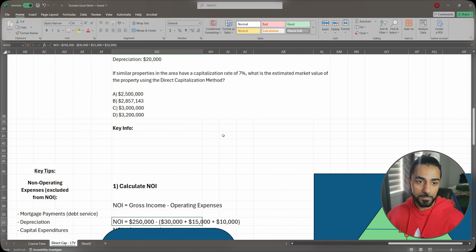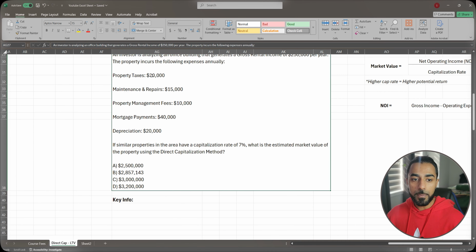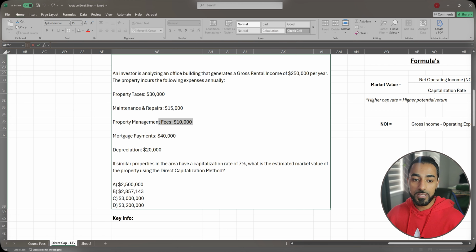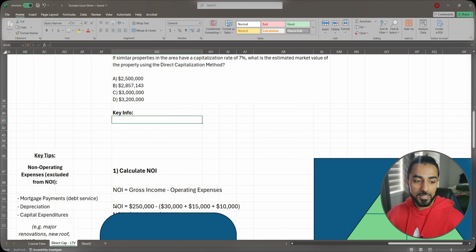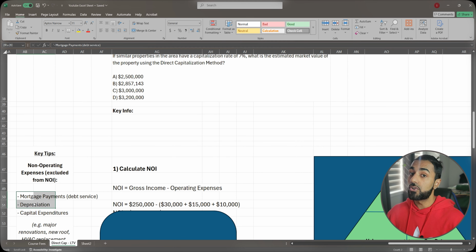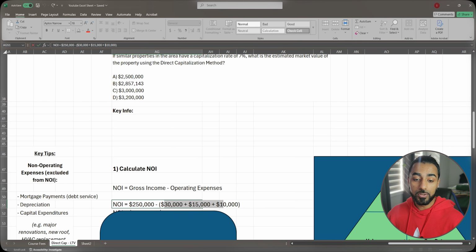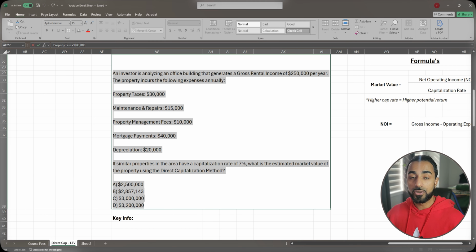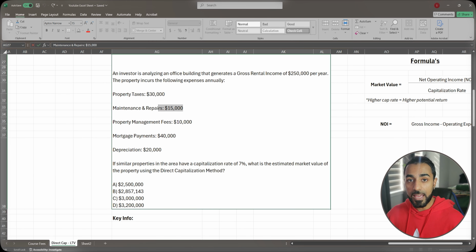So if I go up to the question, as you guys see here, we have property taxes, maintenance repairs, property management fees, mortgage payments, depreciation. Because mortgage payments and depreciation are not included in the operating expenses, we are not going to include them in this calculation. So the only numbers we include are property taxes, 30,000, maintenance and repairs, 15,000, and property management fees, 10,000. We do not include mortgage and we do not include depreciation because they are not operating expenses.